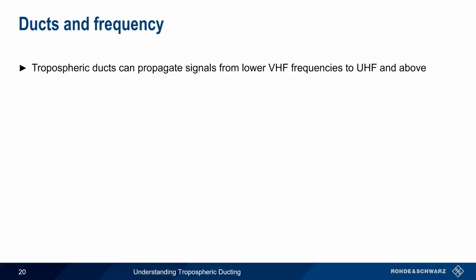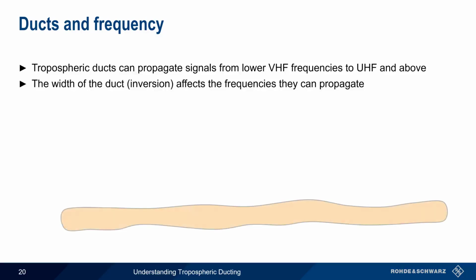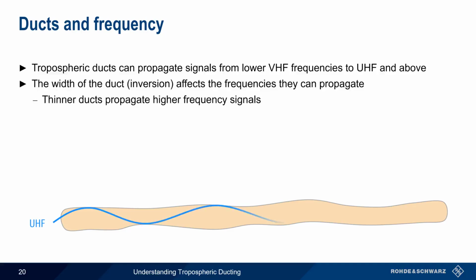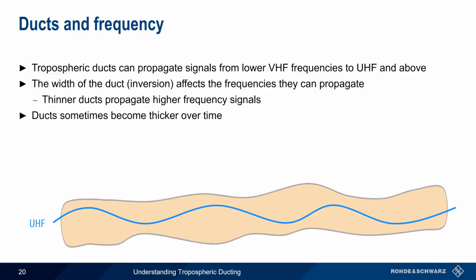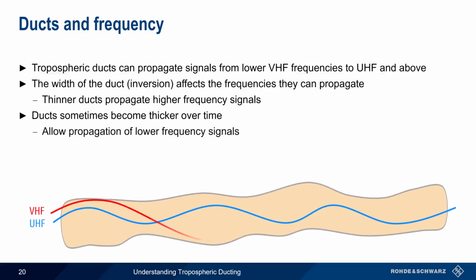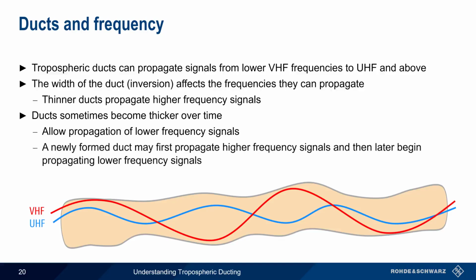Similar to the way a waveguide works, the width of the inversion or duct determines the frequencies that can be propagated through the duct. The thinner the inversion layer or duct, the higher the frequency of the signals that it can propagate. It's not uncommon for ducts to become thicker over time, and this increased thickness then allows propagation of lower frequency signals. In other words, a newly formed duct may start by propagating only higher frequency signals, and then later begin propagating lower frequency signals.